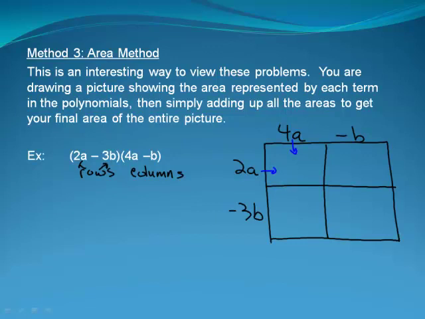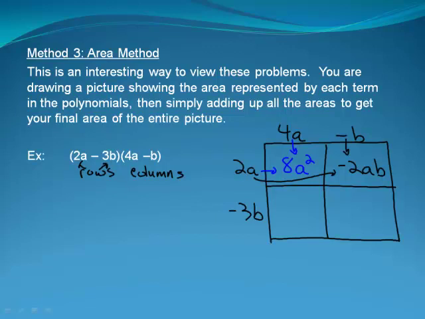So to fill in that first upper left-hand box, we're going to take 2a times 4a. It's multiplication. So 2 times 4 is 8. a times a is a squared. All right, in the upper right box, we're going to take 2a and multiply it to negative b. So positive times a negative is a negative 2, and a times b is ab.